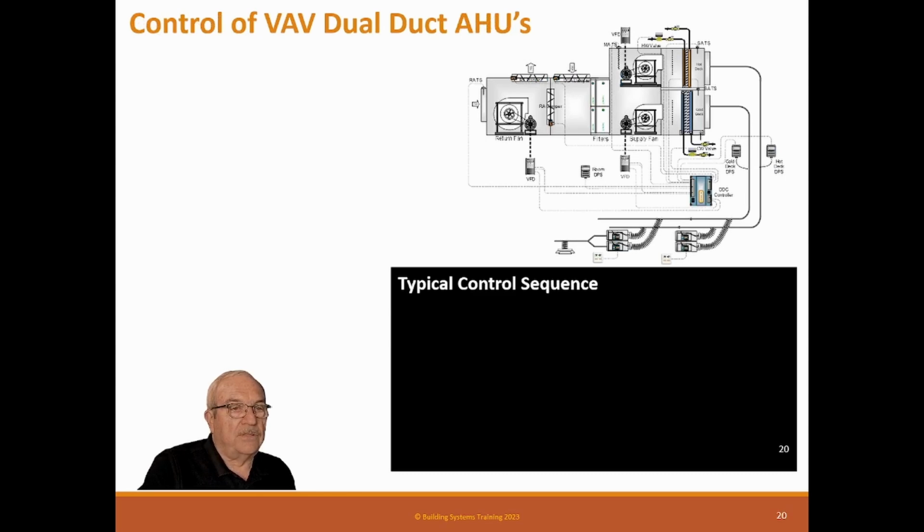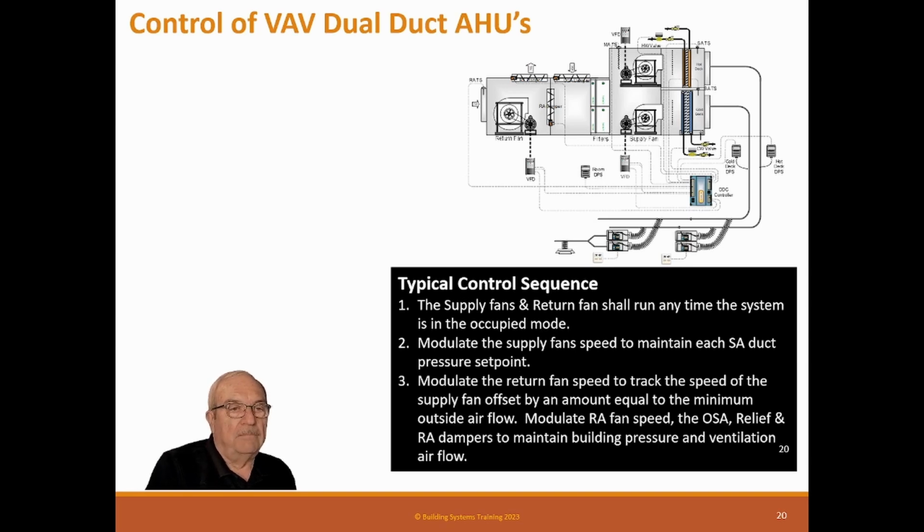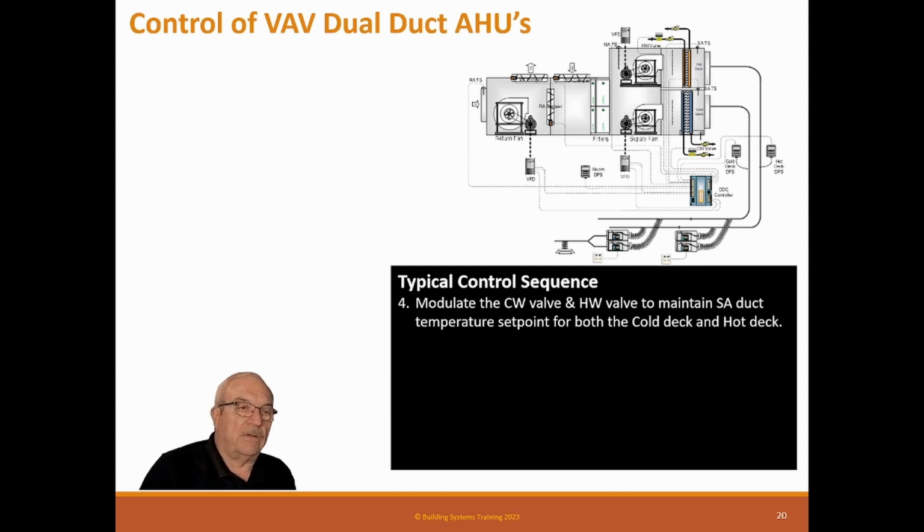Okay, so here's how this controls. Here we're back to the air handling unit now. So the supply fan and return fan shall run anytime the system is in the occupied mode. Modulate the supply fan speeds to maintain each supply air duct pressure set point. Modulate the return fan speed to track the speed of the supply fan offset by an amount equal to the minimum outside airflow. Modulate return air fan speed, the outside air relief, and return air dampers to maintain building pressure and ventilation airflow, just like the regular air handler.